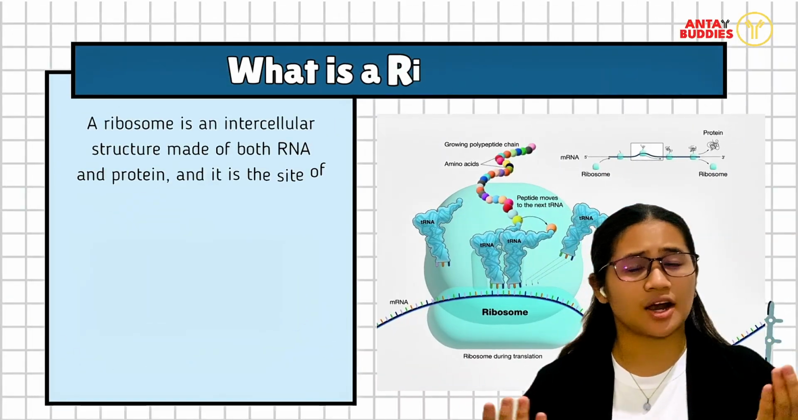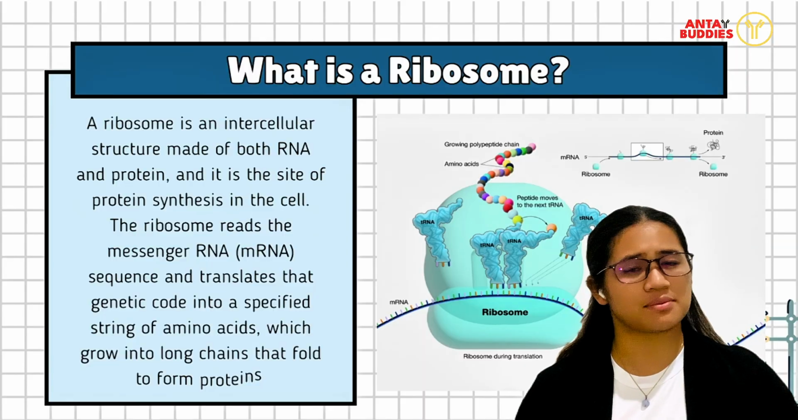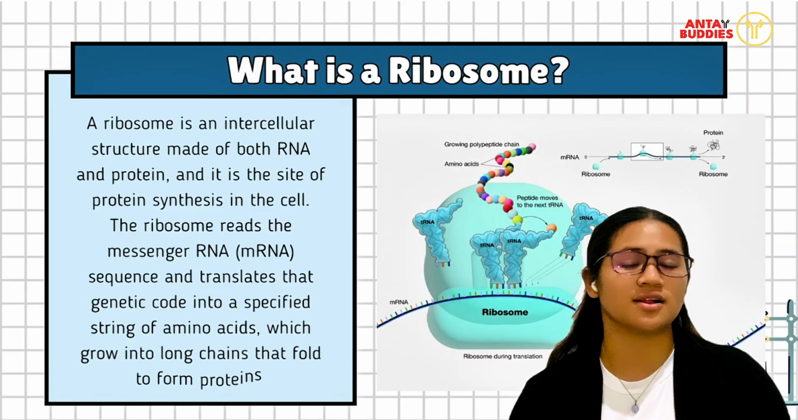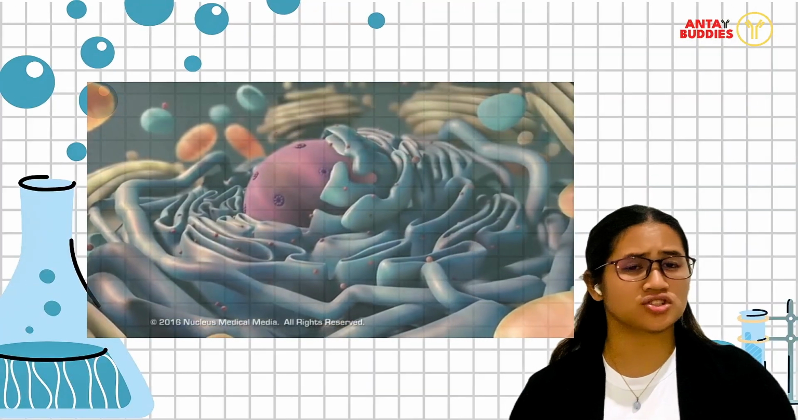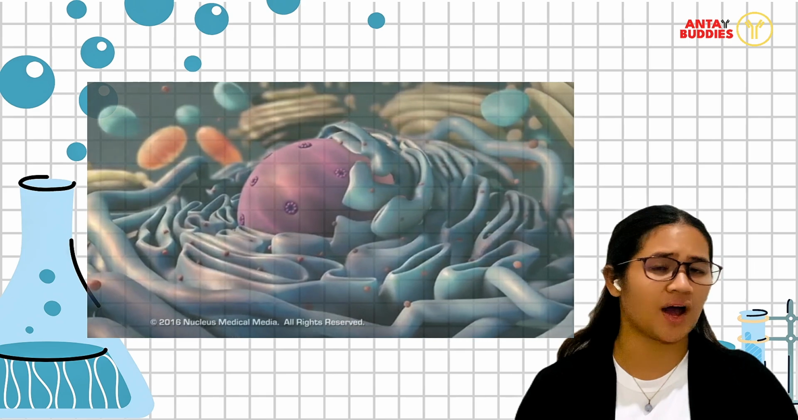So what exactly are ribosomes? Ribosomes are tiny cellular machines that build proteins. That's why we call them the protein factories in the cell. They read instructions from your DNA and build proteins your body needs to survive.